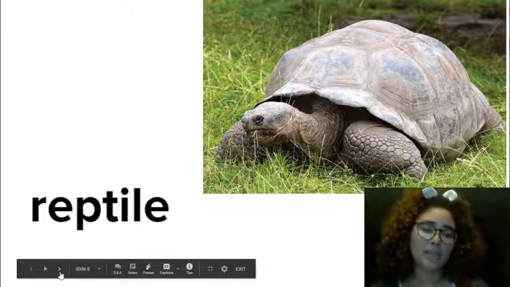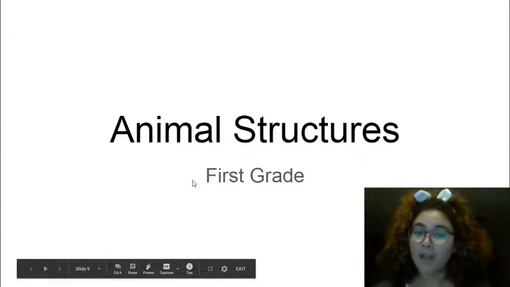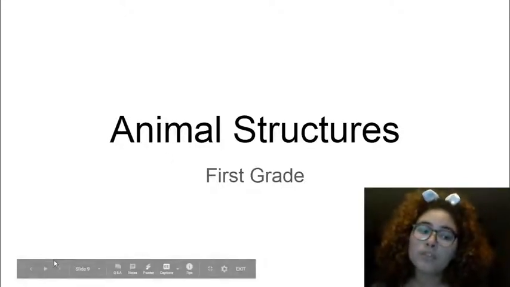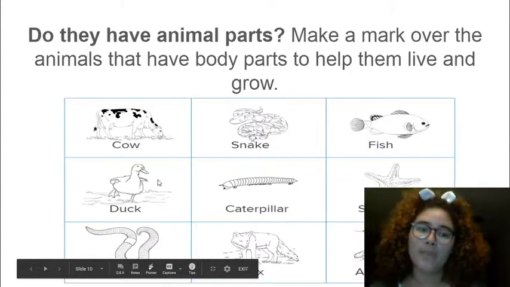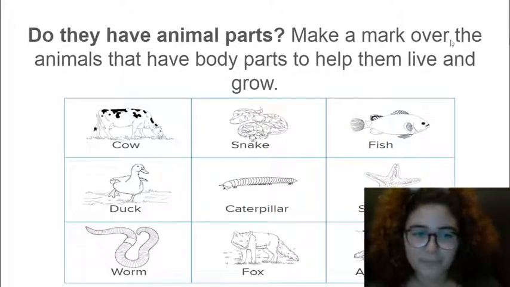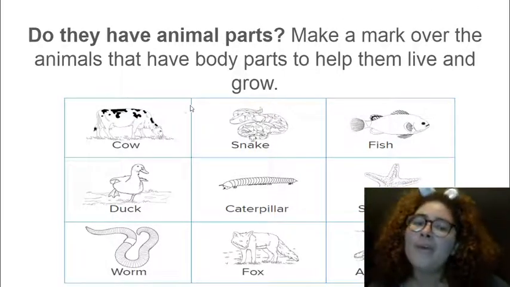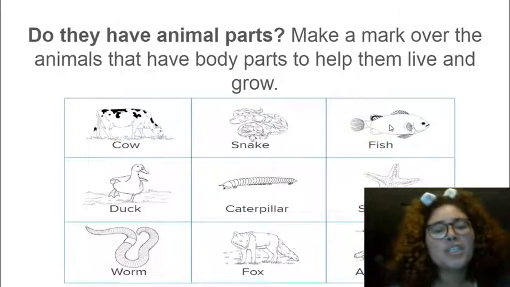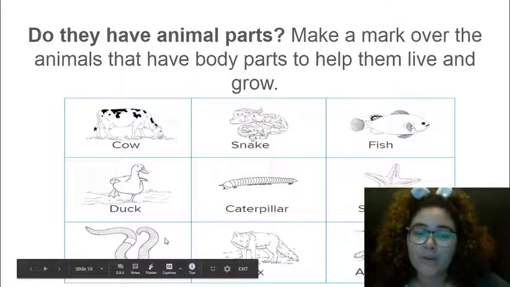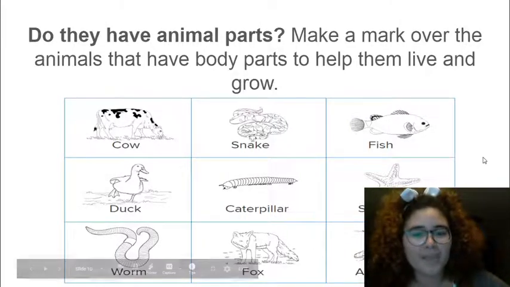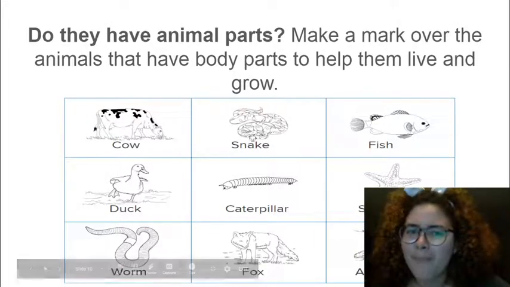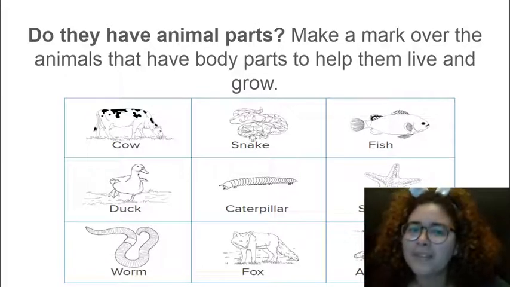Now, if we continue, we're going to start talking about animal structures. And for this part, you should work on this page. I want you to look at all of the images you see in front of you. The cow, the snake, the fish, the duck, the caterpillar, the starfish, the worm, the fox, and the alligator. And tell me, do these animals have body parts that help them live and grow?